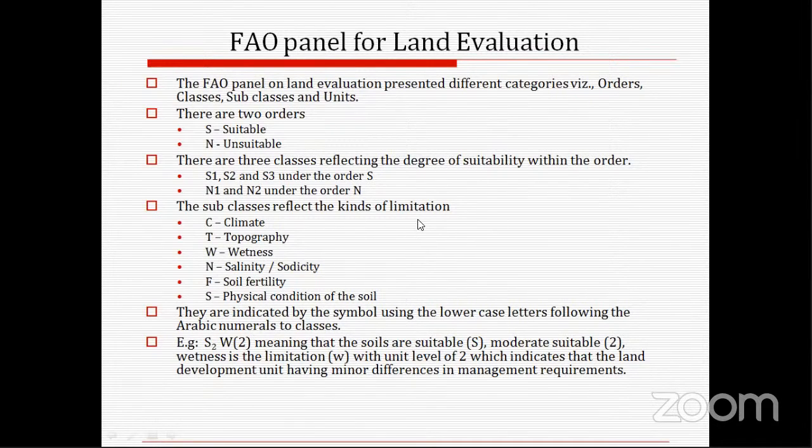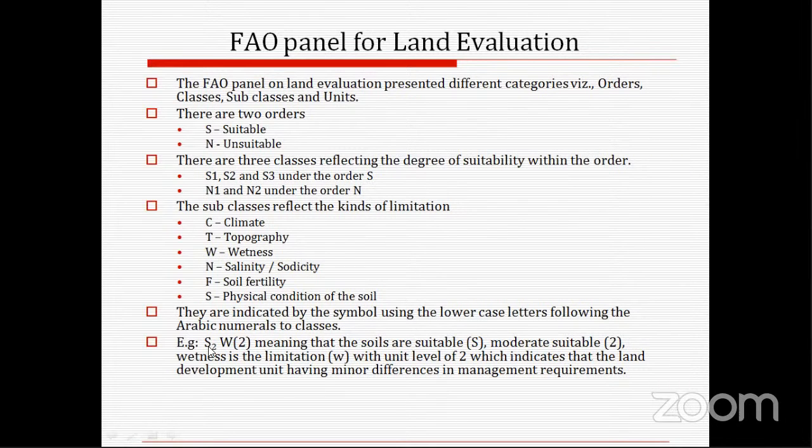Subclasses also reflect the kind of limitations. If there is any limitation, what are the limitations? Suppose S1 has some limitation. If we keep a subscript c on S1, it means that particular soil has a limitation with climate. That is called the subclass. So what are the subclasses? Climate, topography, wetness, salinity, sodicity. F means soil fertility. S means physical condition of the soil. Students, I am just giving examples here. You can see there are indications by symbols using lowercase letters following the Arabic numbers.